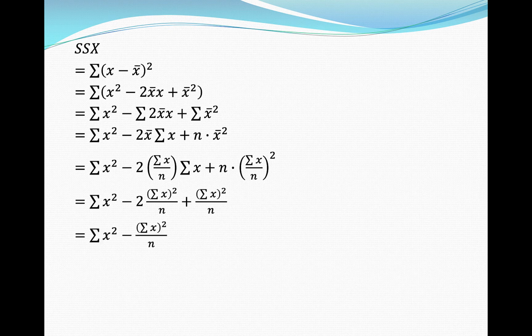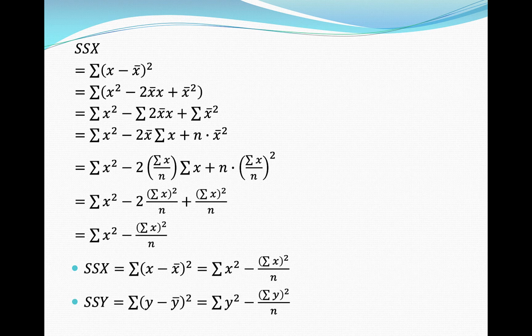The nice thing is now those last two terms are like terms. So we have minus 2 of those plus 1 of those. So we end up with a simplification, and this is a common simplification in statistics for our sum of squared x's. It is mathematically equivalent to the sum of x squared minus the sum of x quantity squared over n. So I have it written out a little neater there at the bottom. Those are the algebraic steps.